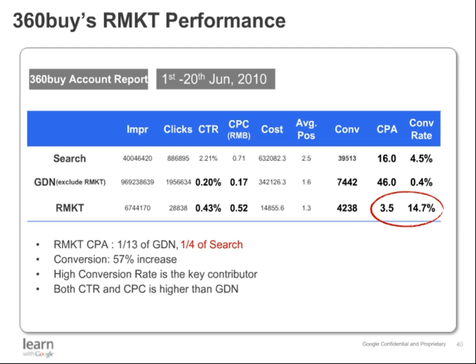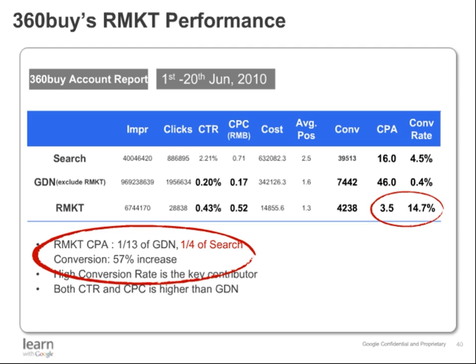But the key message here, or I guess the message that the conversion rate is telling us, is that this remarketing execution is really talking to the low-hanging fruit and converting people in a really, really effective way. The next thing to consider is that the remarketing CPA was 1/13 of Google Display Network and 1/4 of search. So just purely from a cost efficiency perspective, remarketing proved to be extremely effective.